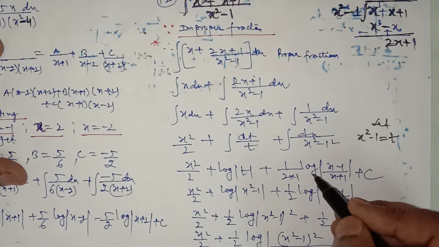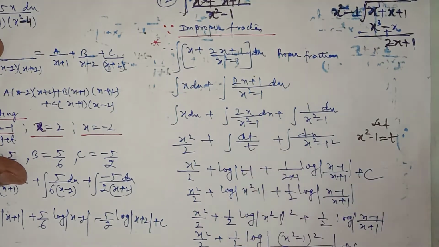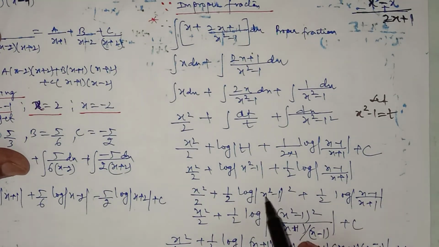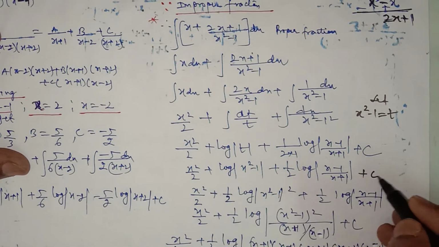This is the special integral 1 upon 2a log of x minus a upon x plus a. Replace the value of t. Okay, now you can use the properties of log to simplify this fraction. Otherwise you can leave it here. You can leave it here also.